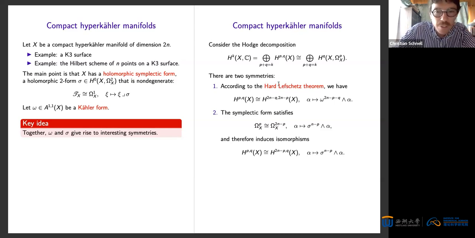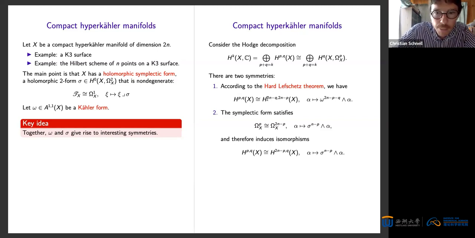And then the basic fact from Hodge theory is the hard Lefschetz theorem, that cohomology in degree below the middle, in degree below 2n, is isomorphic to cohomology in degree above the middle, above 2n, by wedging with a certain power of omega. And in terms of types, it means that H^{p,q} is isomorphic to H^{2n-q,2n-p}. So that's one symmetry.